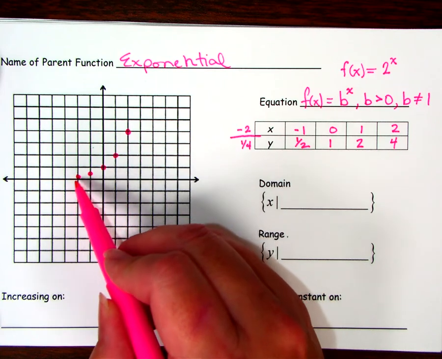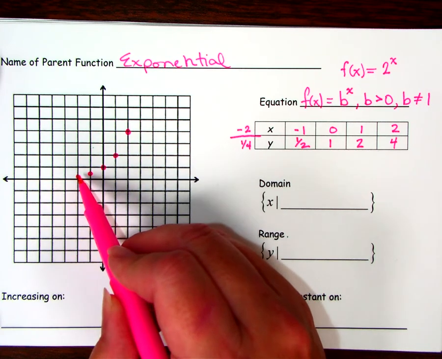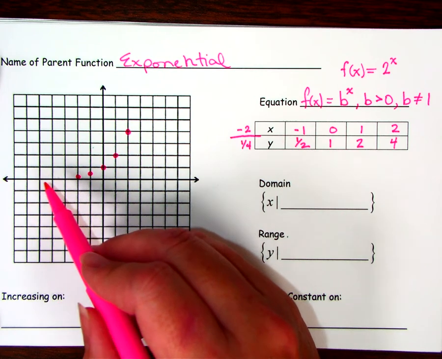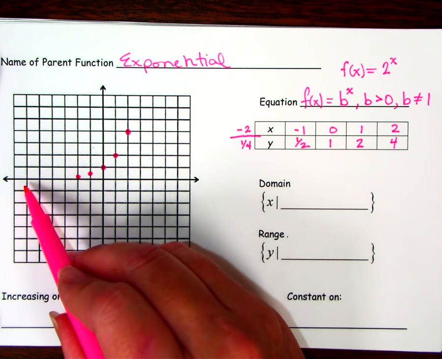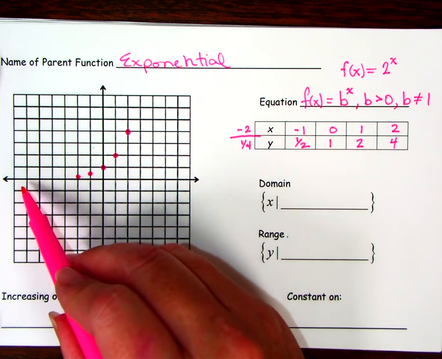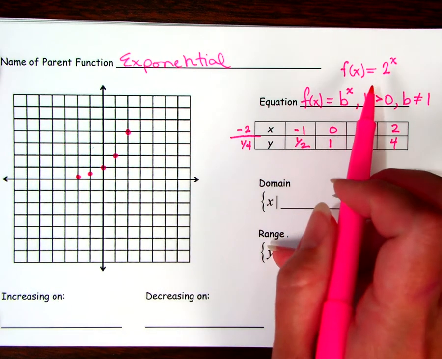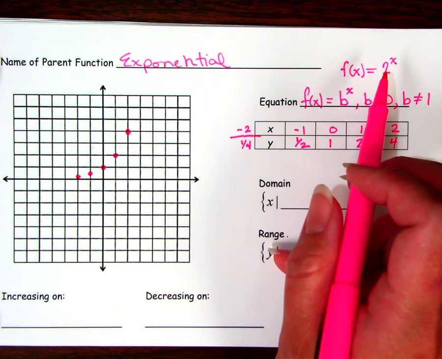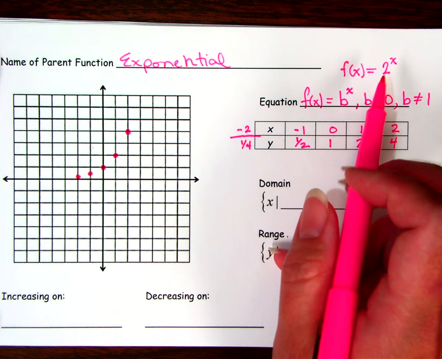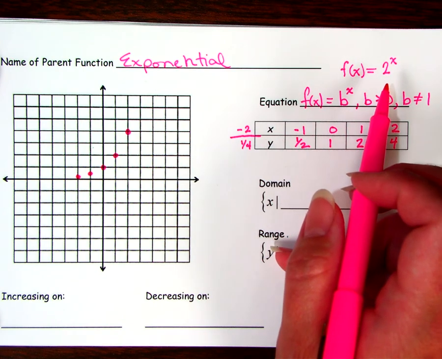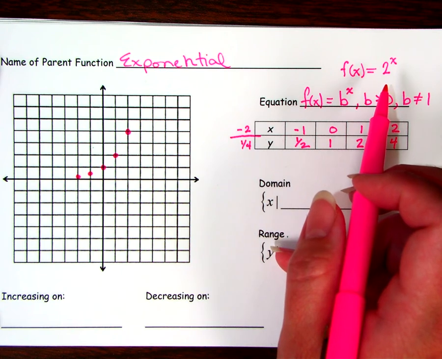It appears that as I move further to the left, the y values are getting closer and closer to the x-axis. Just to be sure, I'm going to pick a number that's a little bit bigger and just think about it. I'm not actually going to plot the point. If I picked, say, -6, and I put that in place of x, then the y is equal to 2 to the power -6. Again, negative power means I take the reciprocal of the base, so that would be 1/2 to the power 6. That means I'd have to multiply 1/2 times itself 6 times.